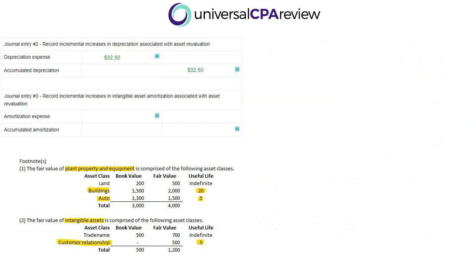Our last journal entry here is related to incremental amortization on intangible assets, and it's going to be very much the same as what we just did for PP&E. So going back to the valuation report from Goodman Thomas, if we focus on footnote 2, well, we can see that the increase in fair value is driven by trade name and customer relationship. However, the trade name has an indefinite useful life, right? So there's not any amortization related to trade names. But for customer relationship, for that $500 increase in fair value, the useful life is 5 years.